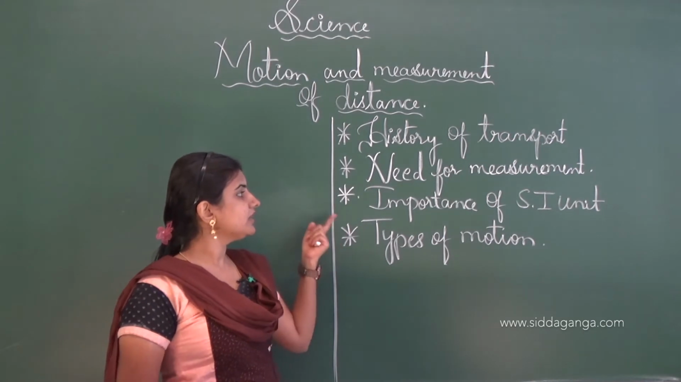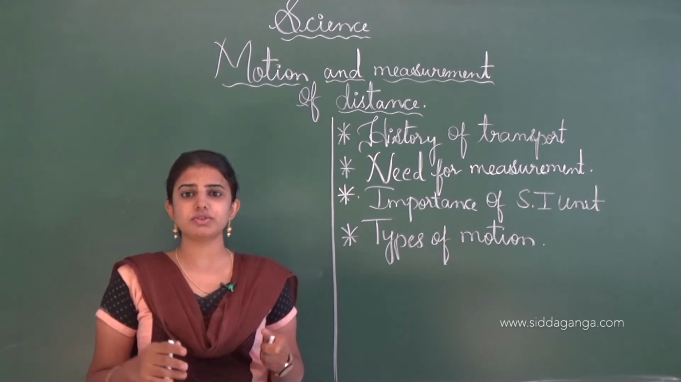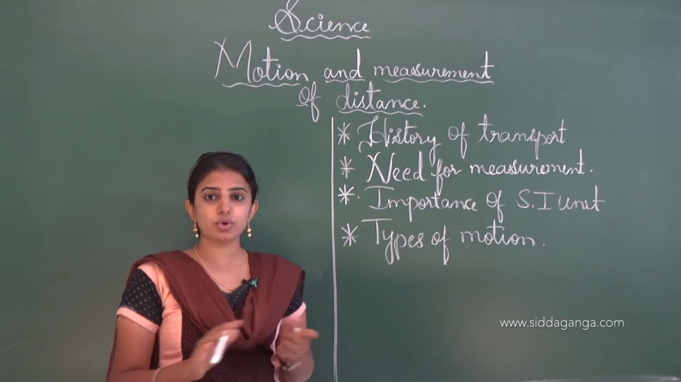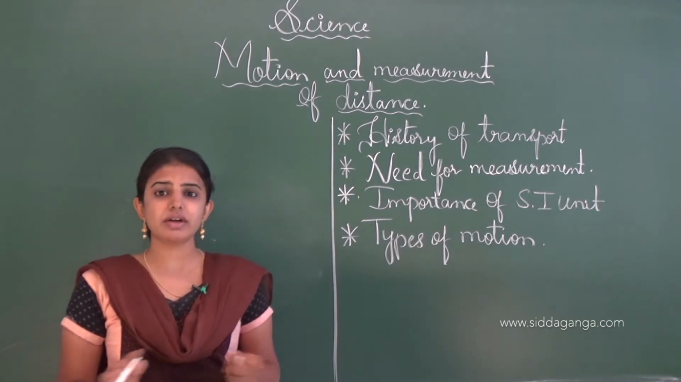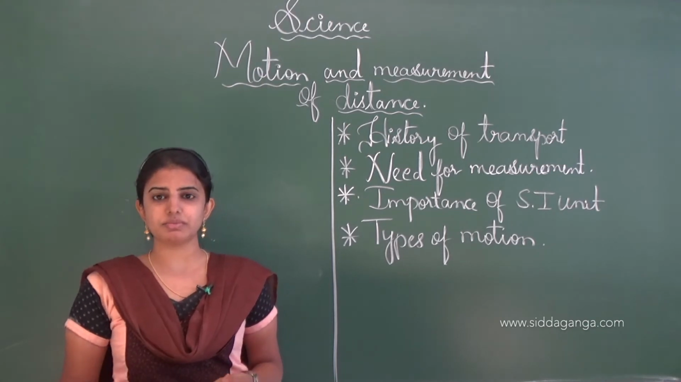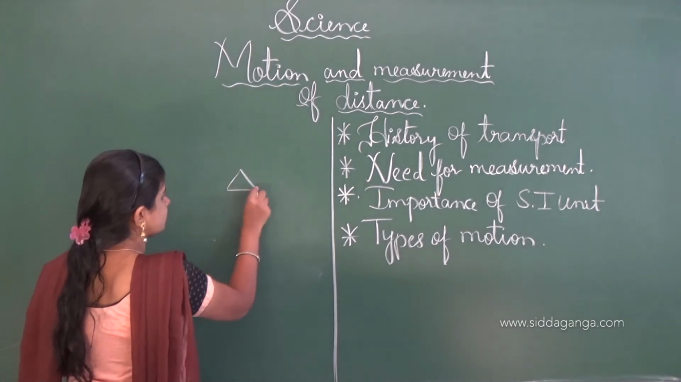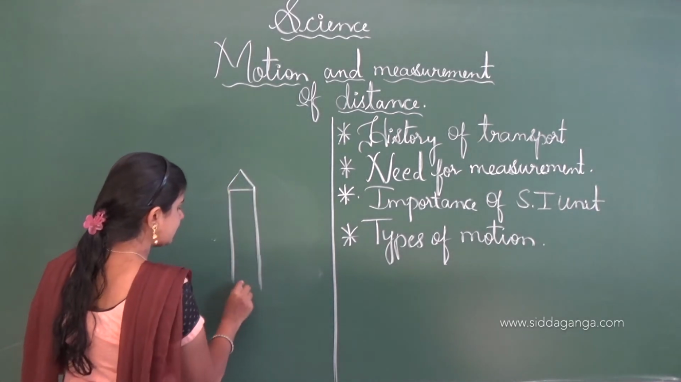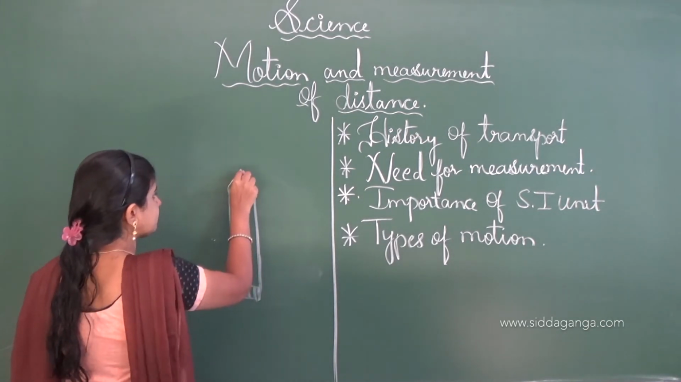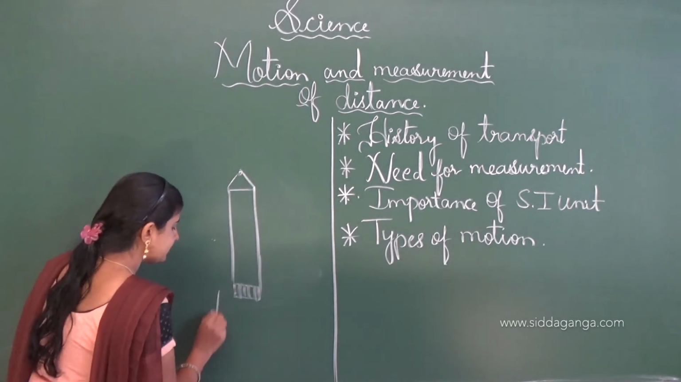And the next one is the need for measurement. A proper measurement will help us to understand the concept of measurement. If we don't have proper measurement, then we can't get accurate results. For example, if we have to measure a pencil, then we take the 15 centimeter scale in our geometry box, and thereby we can easily measure the length of the pencil.